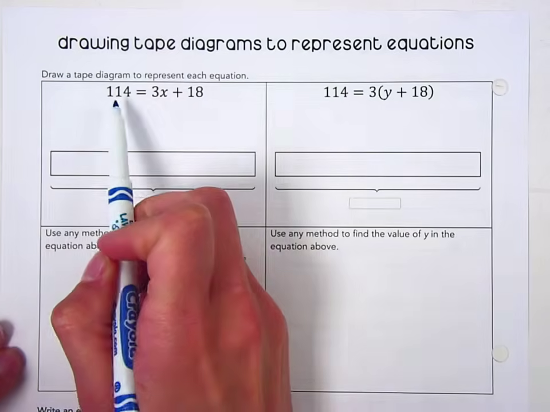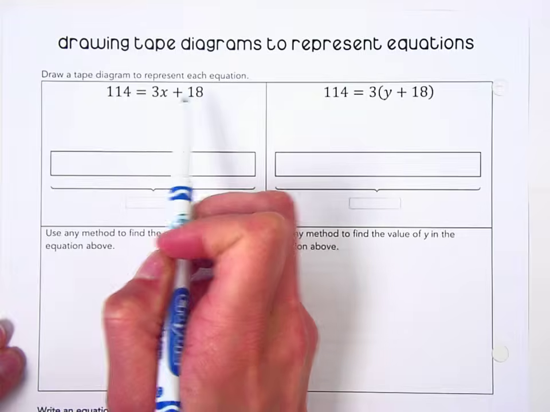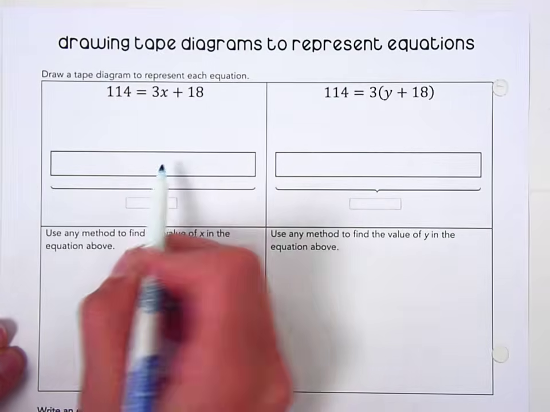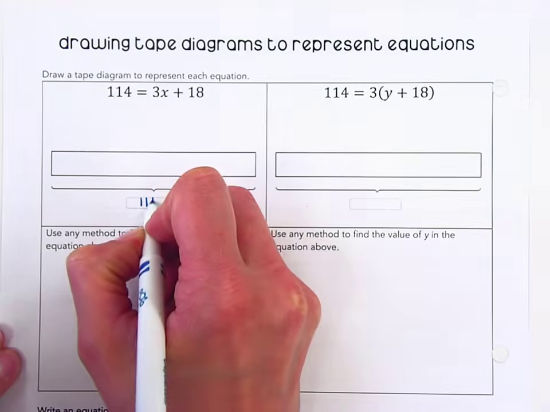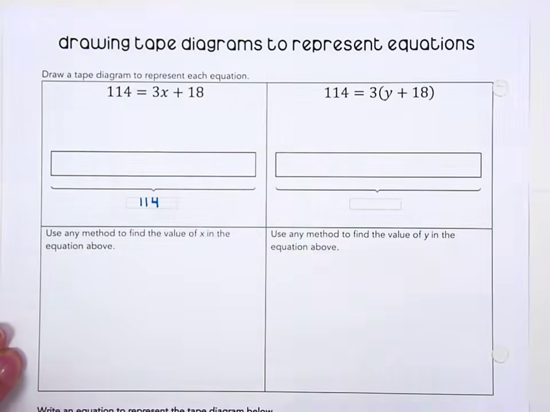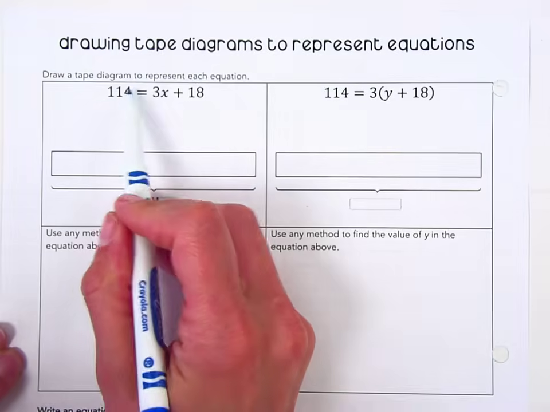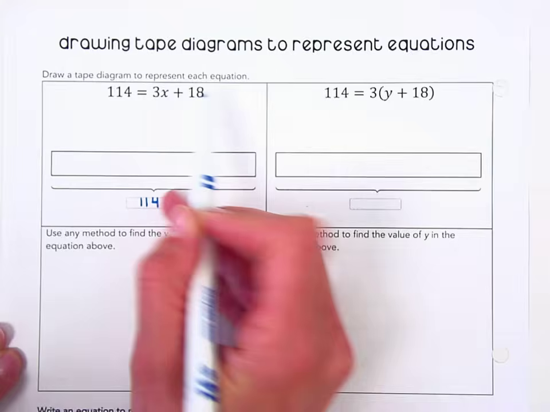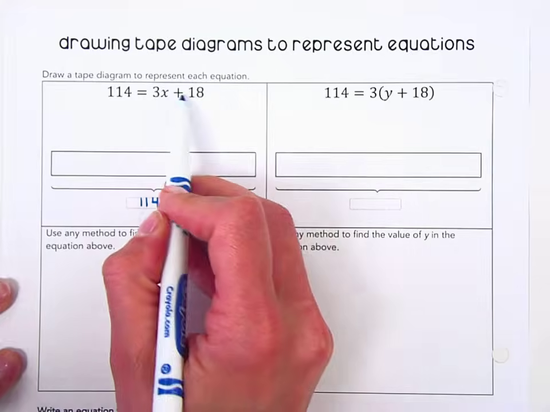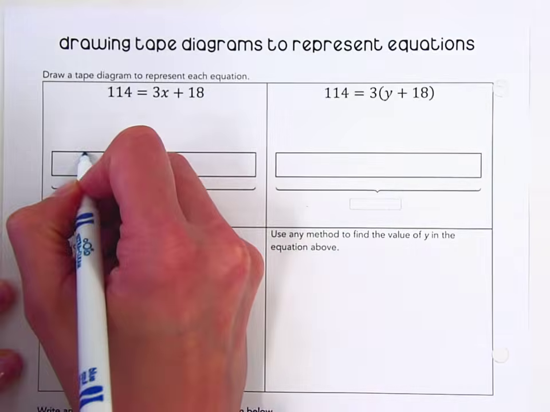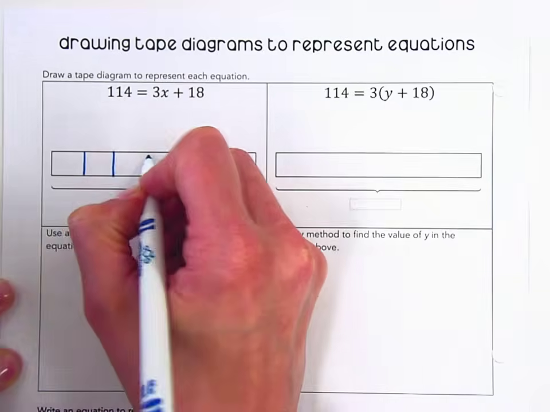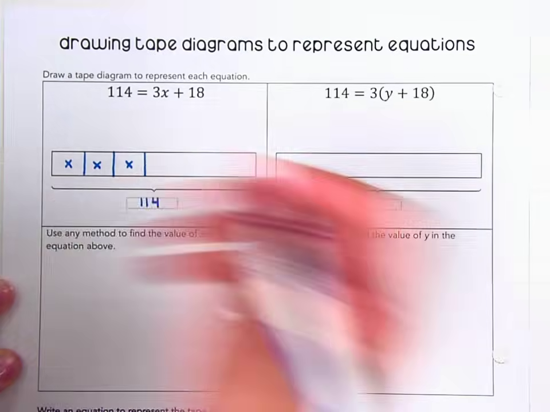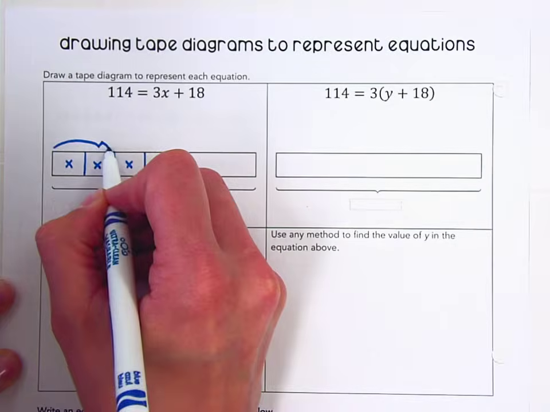Our first equation, 114 is equal to 3x plus 18. We know that this entire tape diagram is going to represent 114. Now, if we look at the equation, we know that 114, our total, is made up of 3x plus 18. So 3 x's and 18. So I'm going to draw 3 boxes that have x in it. This is my 3x.